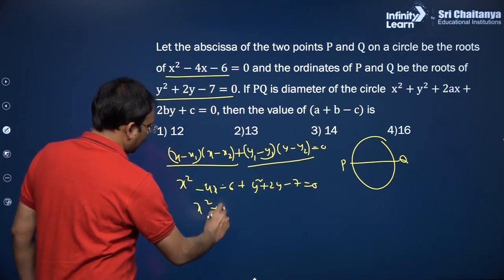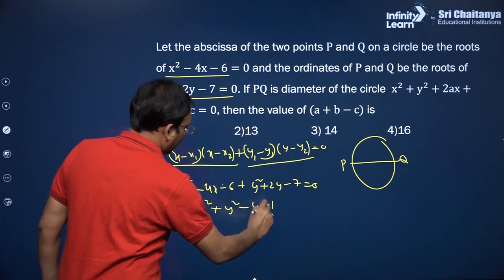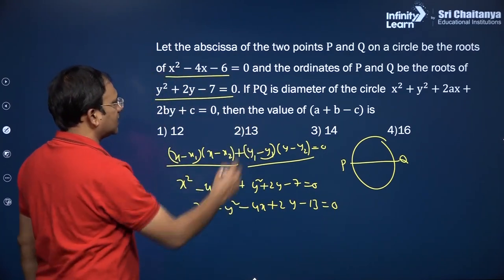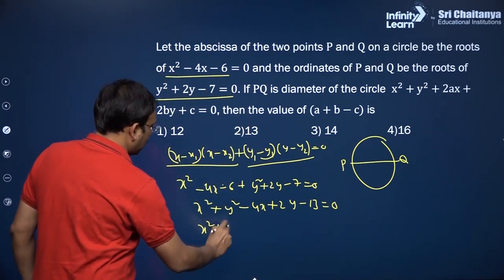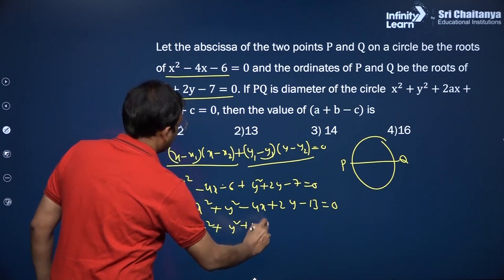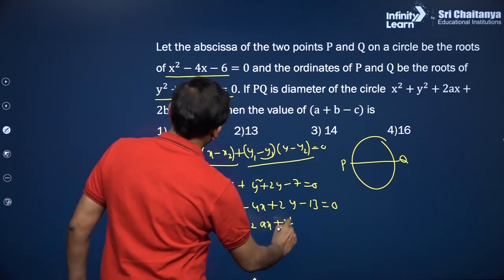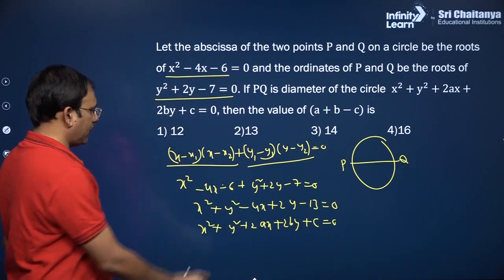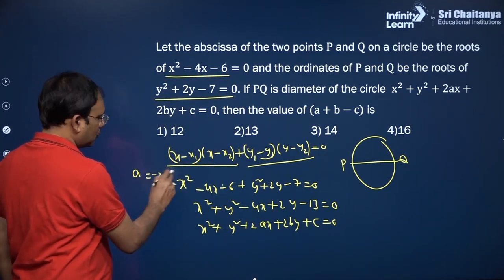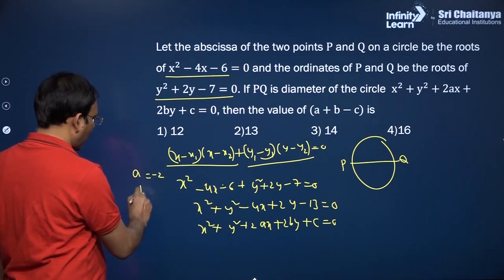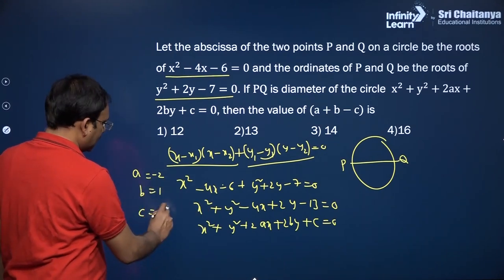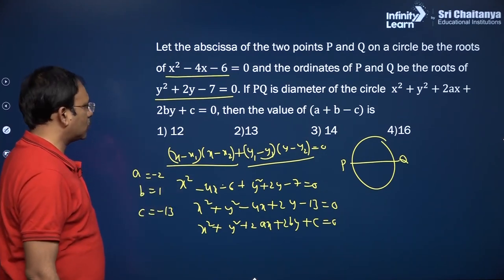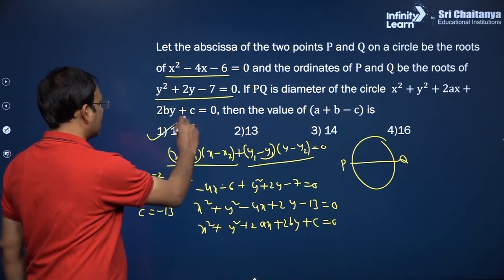That means x square plus y square minus 4x plus 2y minus 13 equal to 0, whereas here the circle equation is x square plus y square plus 2ax plus 2by plus c equal to 0. So you compare here, friends, a value is minus 2 and b value is 1 and c value is minus 13. He said a minus c will become 13 minus 2, 11, 11 plus 1, 12 is the answer.